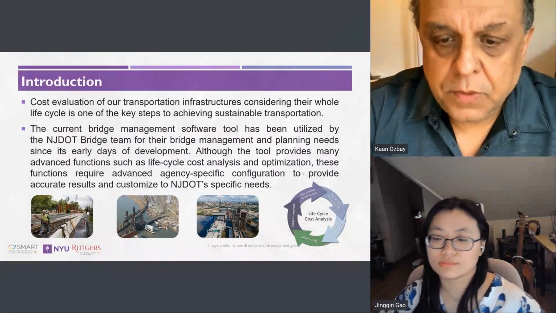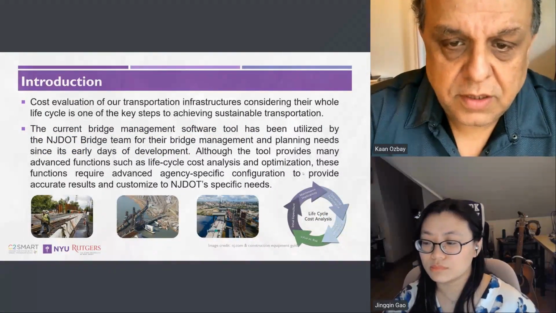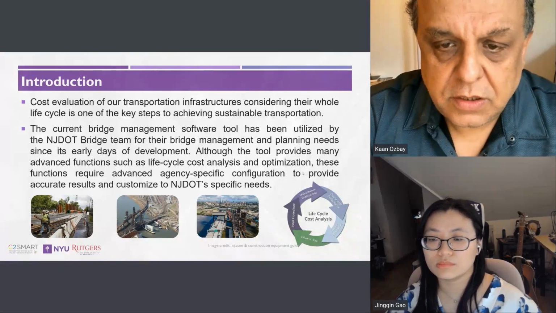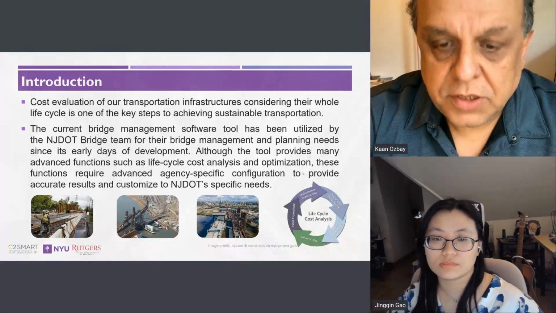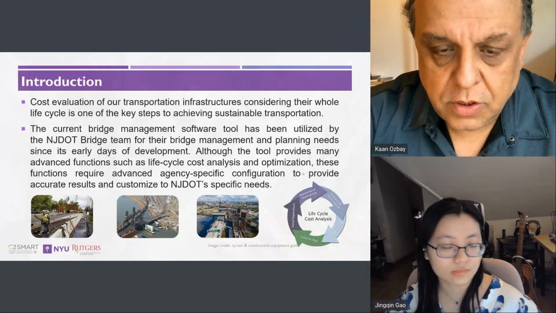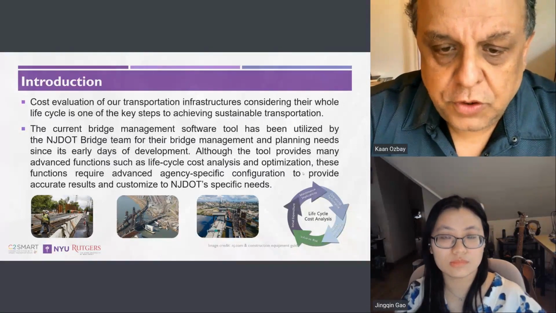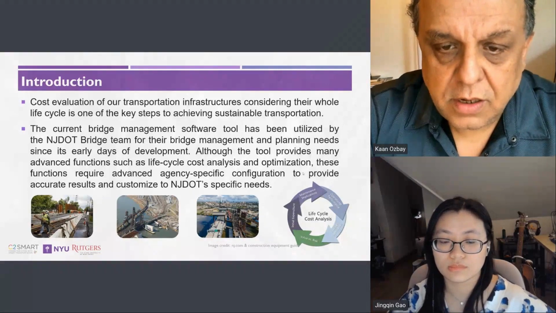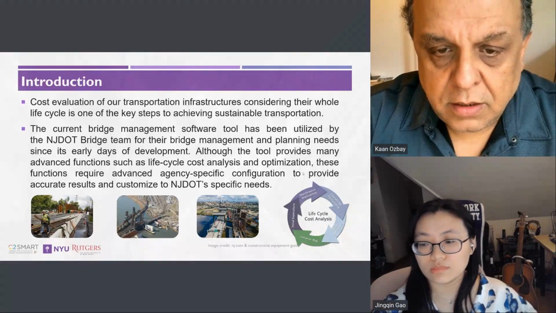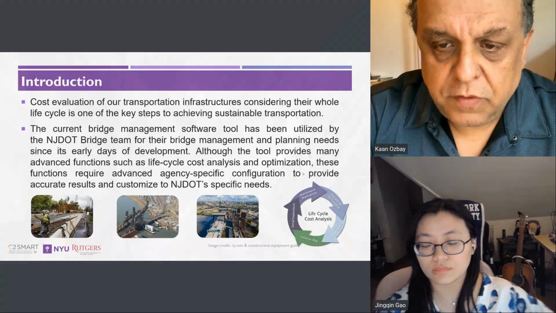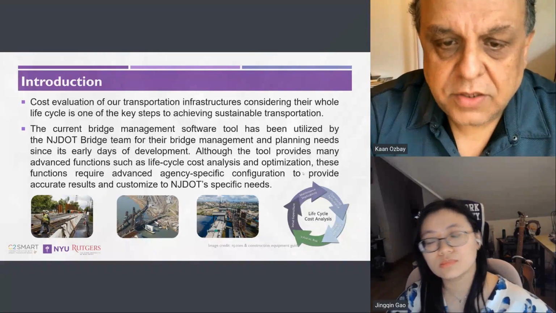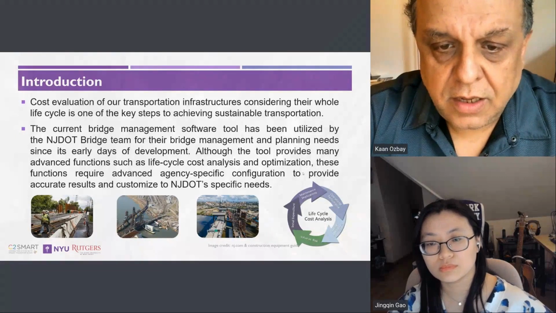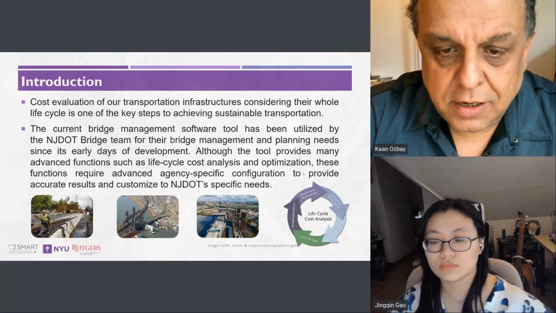So basically, as I said, this project is about life cycle cost analysis and optimization for bridges, because this is part of the Bridge Resource Program. Of course, you could do this kind of analysis for other transportation infrastructure, and the current bridge software tool NJDOT has its capabilities of doing this, and it has many advanced functions.